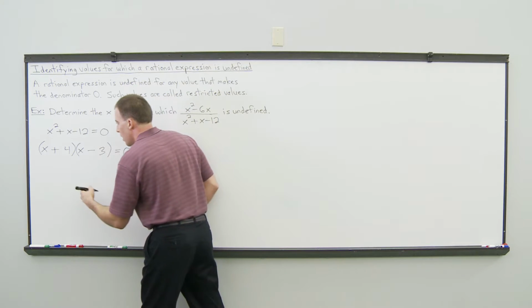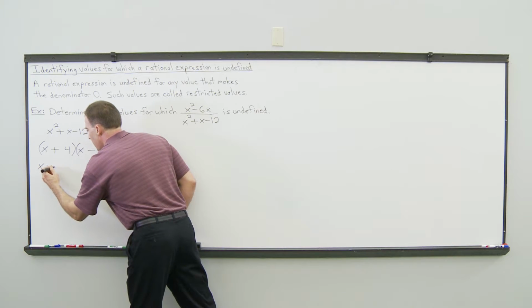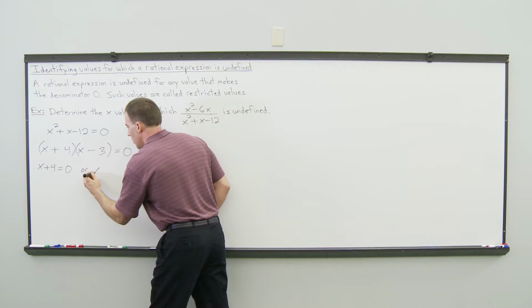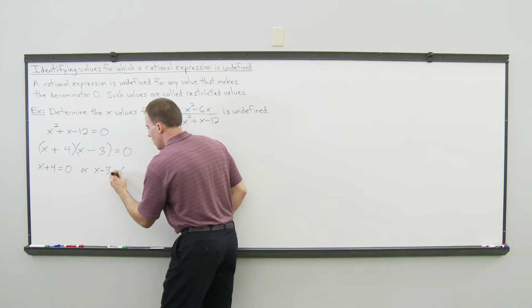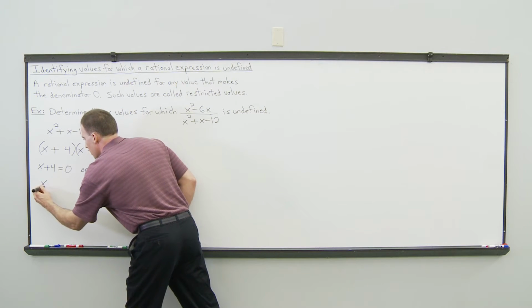The next step of solving a quadratic equation by the zero product rule, once you have it factored, is to set each factor equal to 0. So x plus 4 equals 0, or x minus 3 equals 0. From this, we're going to get two values of x that make the rational expression undefined.